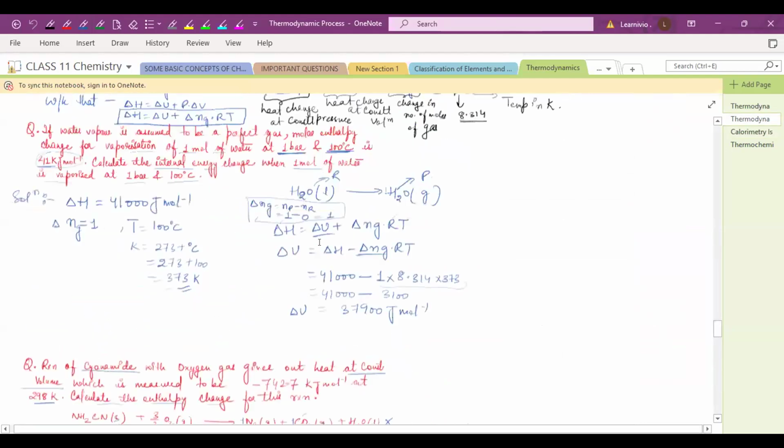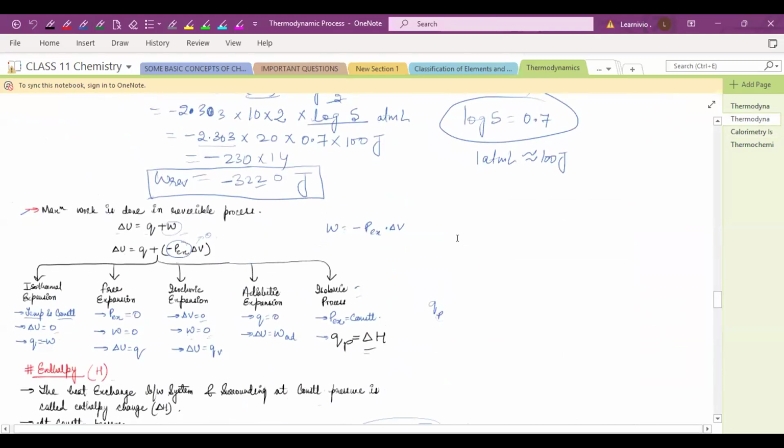In the isochoric expansion, if the volume is constant, means the change in volume is zero. So here the work done will be zero. And if the work done is zero, then we talk about delta U, the change in internal energy. The change in internal energy will be equal to the heat at constant volume. So delta U always equals Q_V in isochoric expansion, means when the volume is constant.